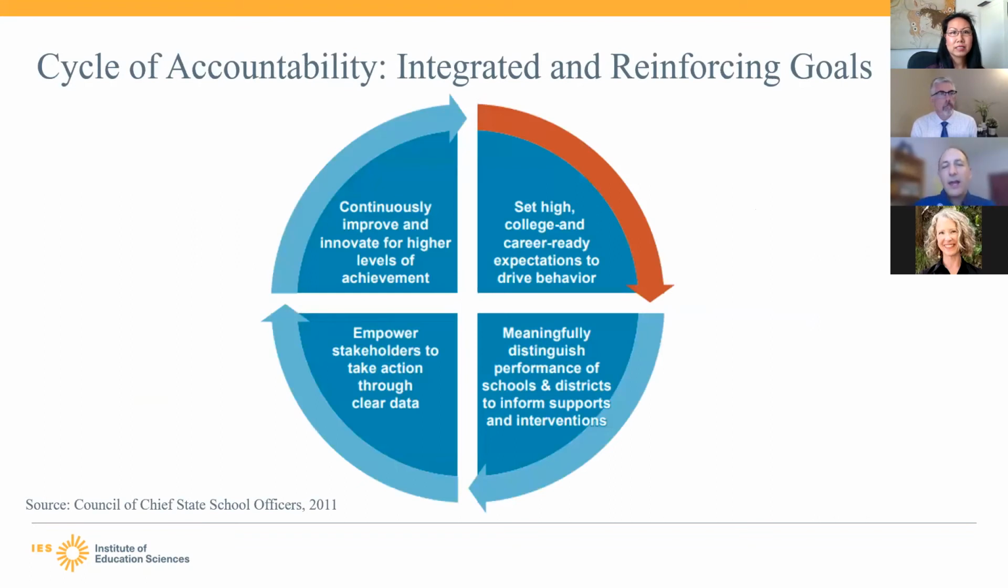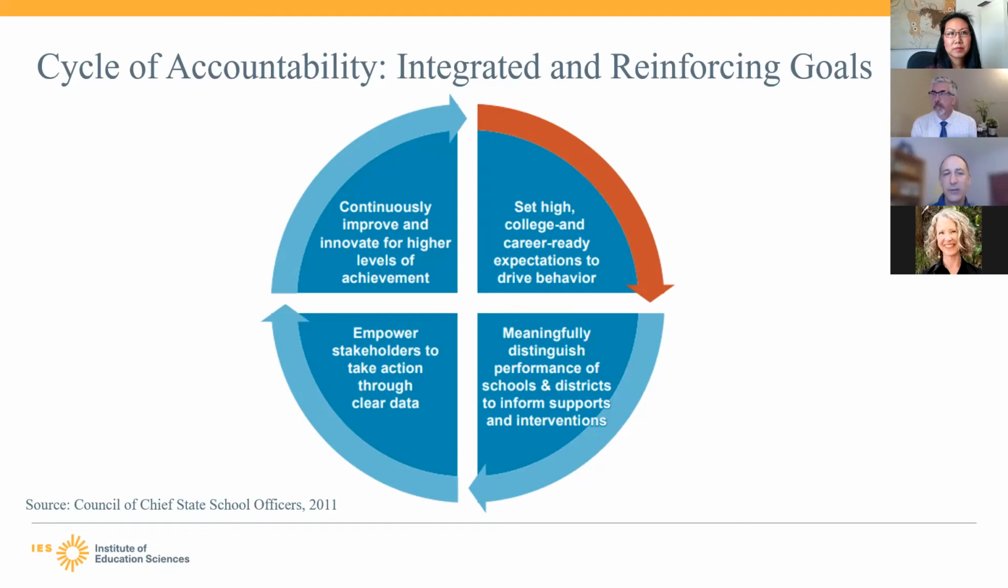So accountability is often best thought of as a cycle, and I think this slide illustrates it well. I'm going to start in the top right corner. We design with the end in mind. So if the end is meeting college and career ready standards at the end of 12th grade, we start by setting those goals.